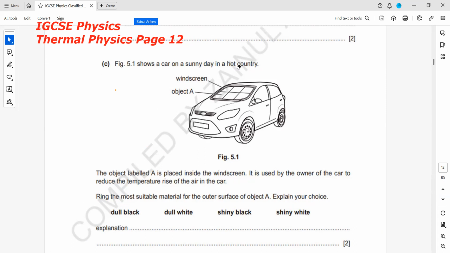You can use a screen annotation like what should be the texture of this surface. Should it be a dull black, a dull white, a shiny black, or a shiny white? You can annotate on the screen. What should this be? We want to protect it from heat. We want it to absorb less heat or reflect most of it. You can use screen annotation. Annotate on the screen. There's an icon you can see on your toolbar.